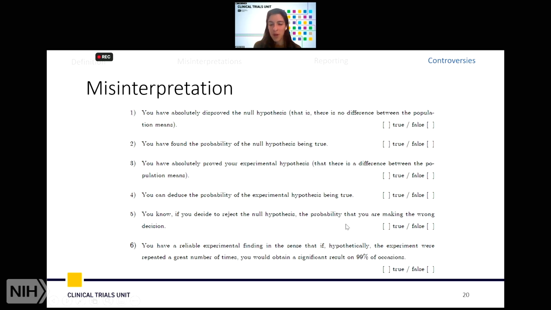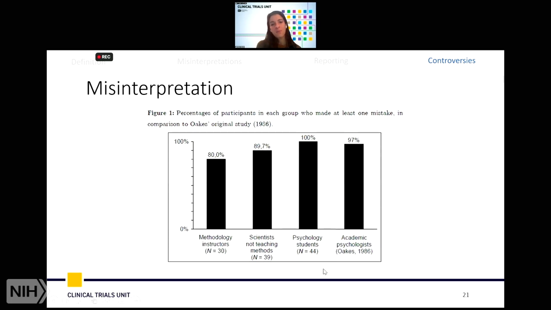I'm not going to poll the crowd here. Spoiler: they are all false. And these were the findings. So this is their figure 1 from their paper. This is their 3 groups from their study, and they pulled together information from a different study that asked similar questions in academic psychologists. And this is the percent of people who made at least one mistake in answering these questions. So all of the psychology students got it wrong.